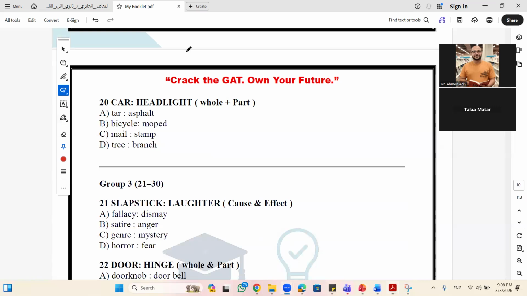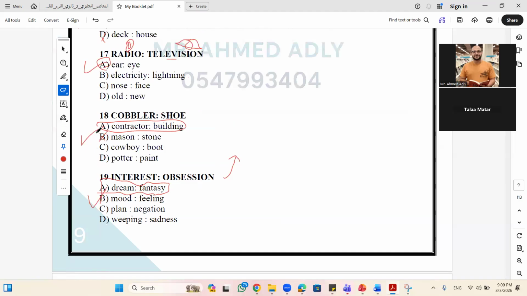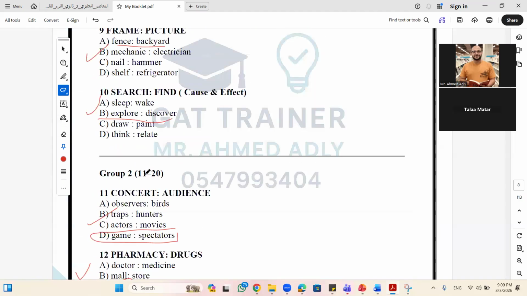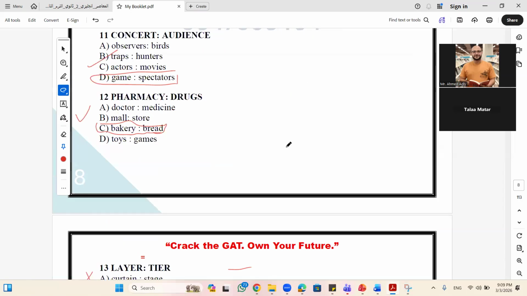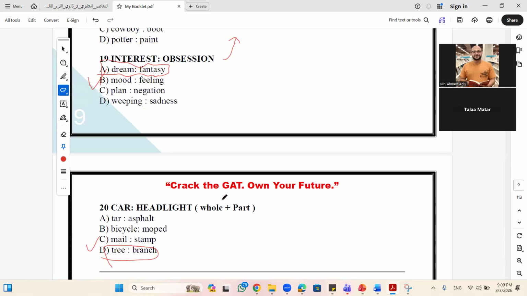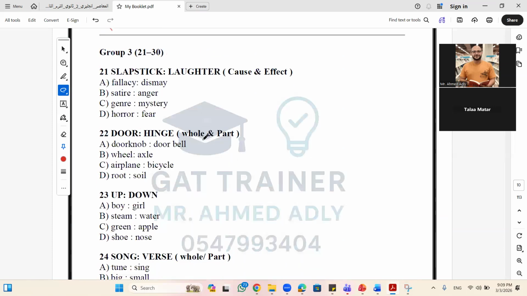Car and headlight is going to be tree and branch. So car and headlight, this is a hollow part, like tree and branch. Wow, good. Let's look at the second group. Two mistakes. Good progress here. This is 8 out of 10. Let's move to the third group. Slap stack and laughter.